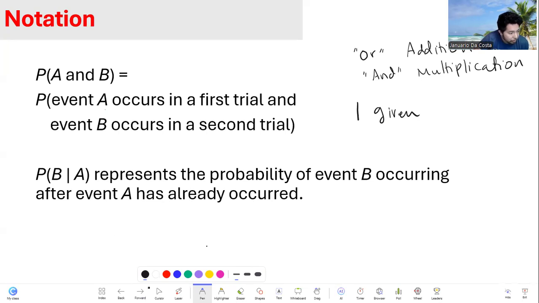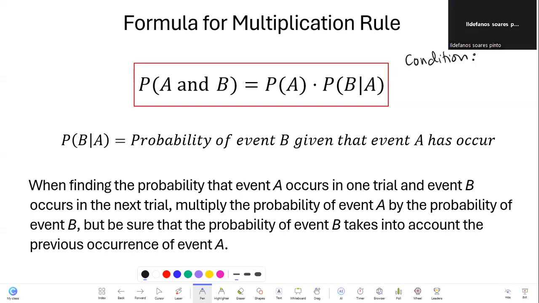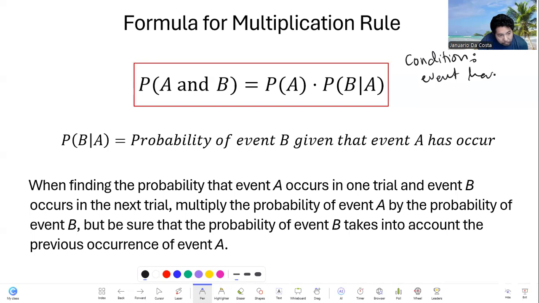So the formula for the multiplication of probability is like this. P of A and B is calculated by multiplying the probability of A by the probability of B, but given that A has already occurred. It's simply a multiplication of the probability of A and the probability of B, but you also add another condition: event A has already occurred when we calculate the probability of B. Therefore, instead of representing just P of B, we represent the probability of B given that A has already occurred.